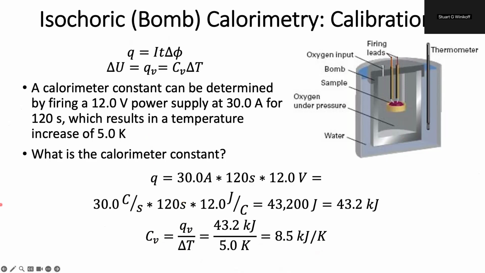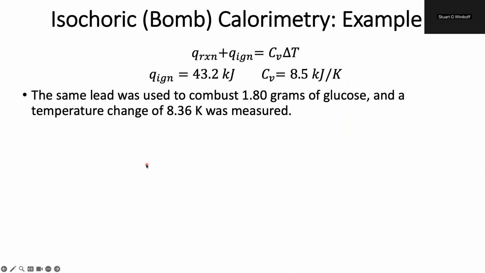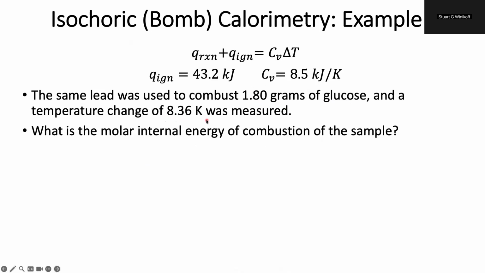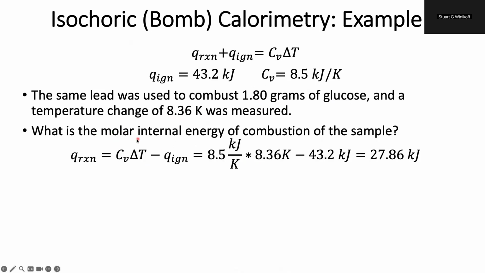All right, that looks great. Now we can use this calorimeter constant to figure out the internal combustion energy for glucose, good old sugar. If I've got 1.8 grams of glucose and I measure a temperature change of 8.4 Kelvin, what's going to be the change in the internal energy, specifically on a molar basis?